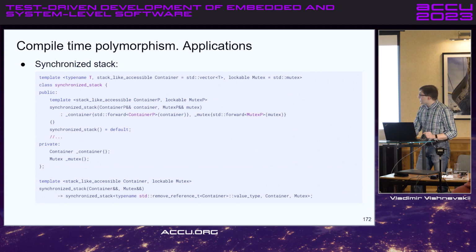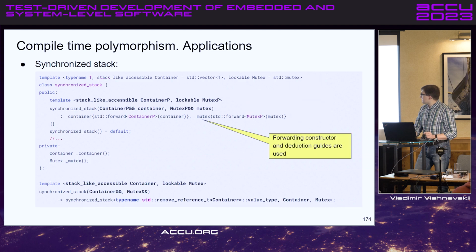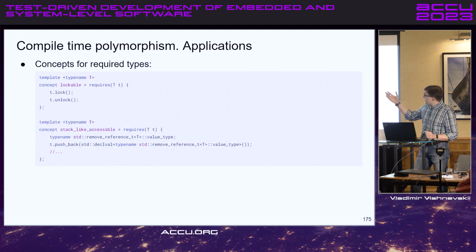Same thing, by the way, with a typical problem: code that is supposed to be executed in a concurrent environment. We have some synchronized stack that can be done as an adapter for a container, with some default template parameters. Here we have vector and std::mutex, but for testing purposes, we can specify other types. Again, with our technique with the forwarding constructor, for convenience, because it can either own them or we can inject them.